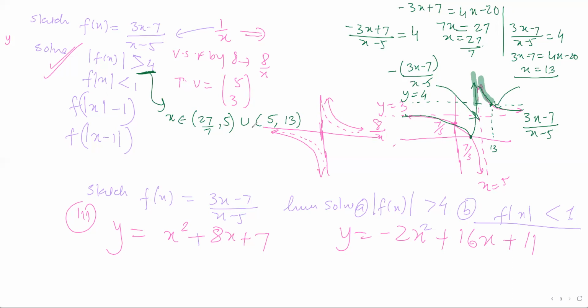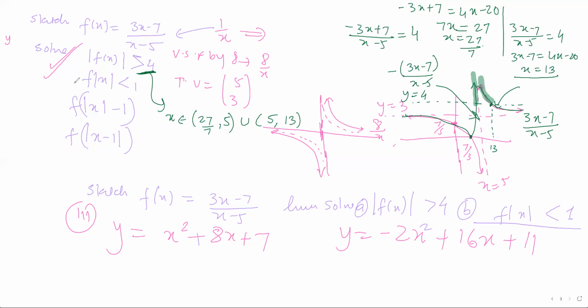Here we did not draw a sign diagram. We did not do any kind of trial and error. So that's why the graphical approach is always good for solving rational inequalities. If you can draw the graph and plot it properly, then you can do it.